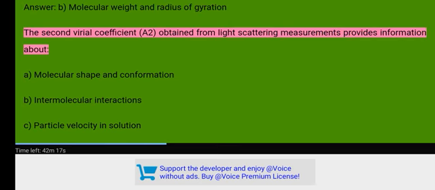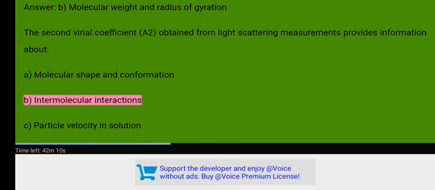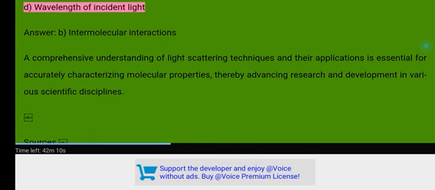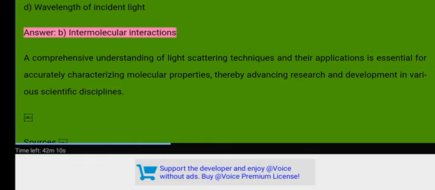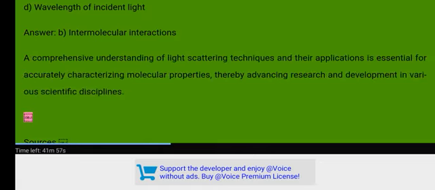The second virial coefficient, A2, obtained from light scattering measurements provides information about: A. Molecular shape and conformation. B. Intermolecular interactions. C. Particle velocity in solution. D. Wavelength of incident light. Answer: B. Intermolecular interactions. A comprehensive understanding of light scattering techniques and their applications is essential for accurately characterizing molecular properties, thereby advancing research and development in various scientific disciplines.